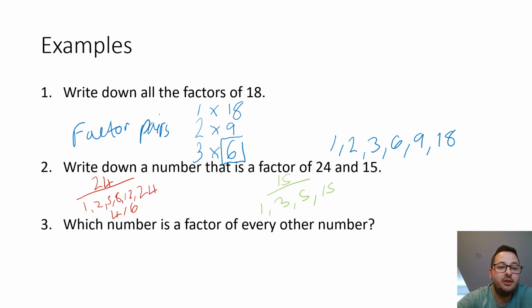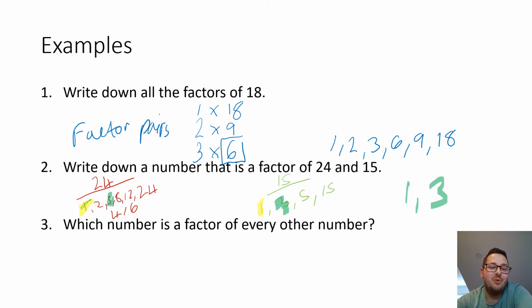Can I do a different colour? Maybe not. No, it's just yellow. All right, so we've got 1 in both, so that's a common one. And we've also got, oh, there we go, we've got 3 as well. So that was a bad choice of colour for the highlighter, but you could either do 1 or 3. Those are the 2 options.